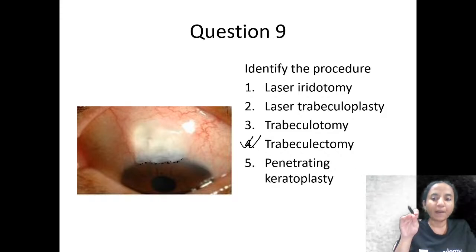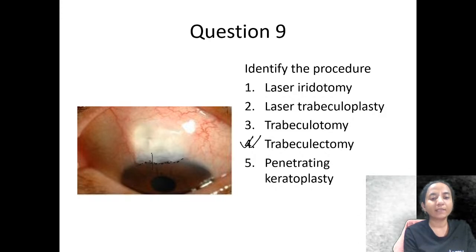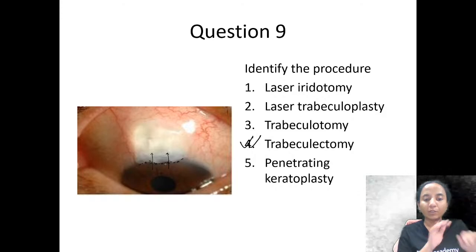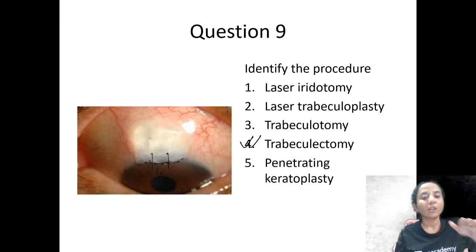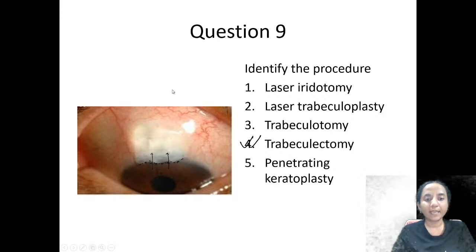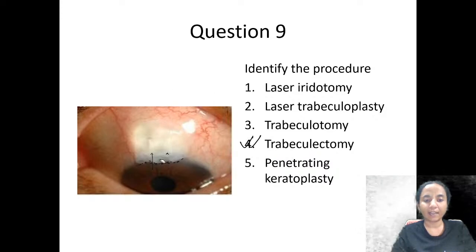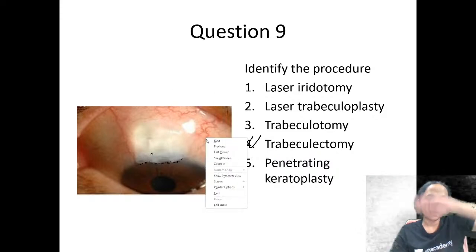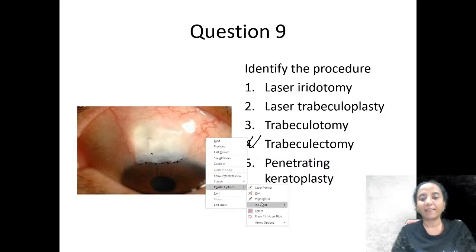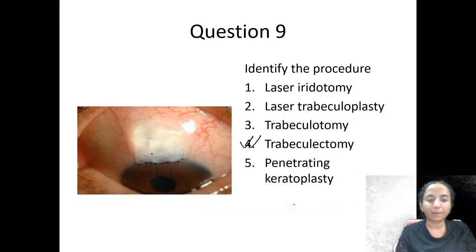So in this upper part, the trabecular meshwork is excised so that the aqueous humor is now directly flowing into the episcleral space from the anterior chamber. So see here, you see that this conjunctiva is ballooned up like this, and that is called your trabeculectomy bleb.